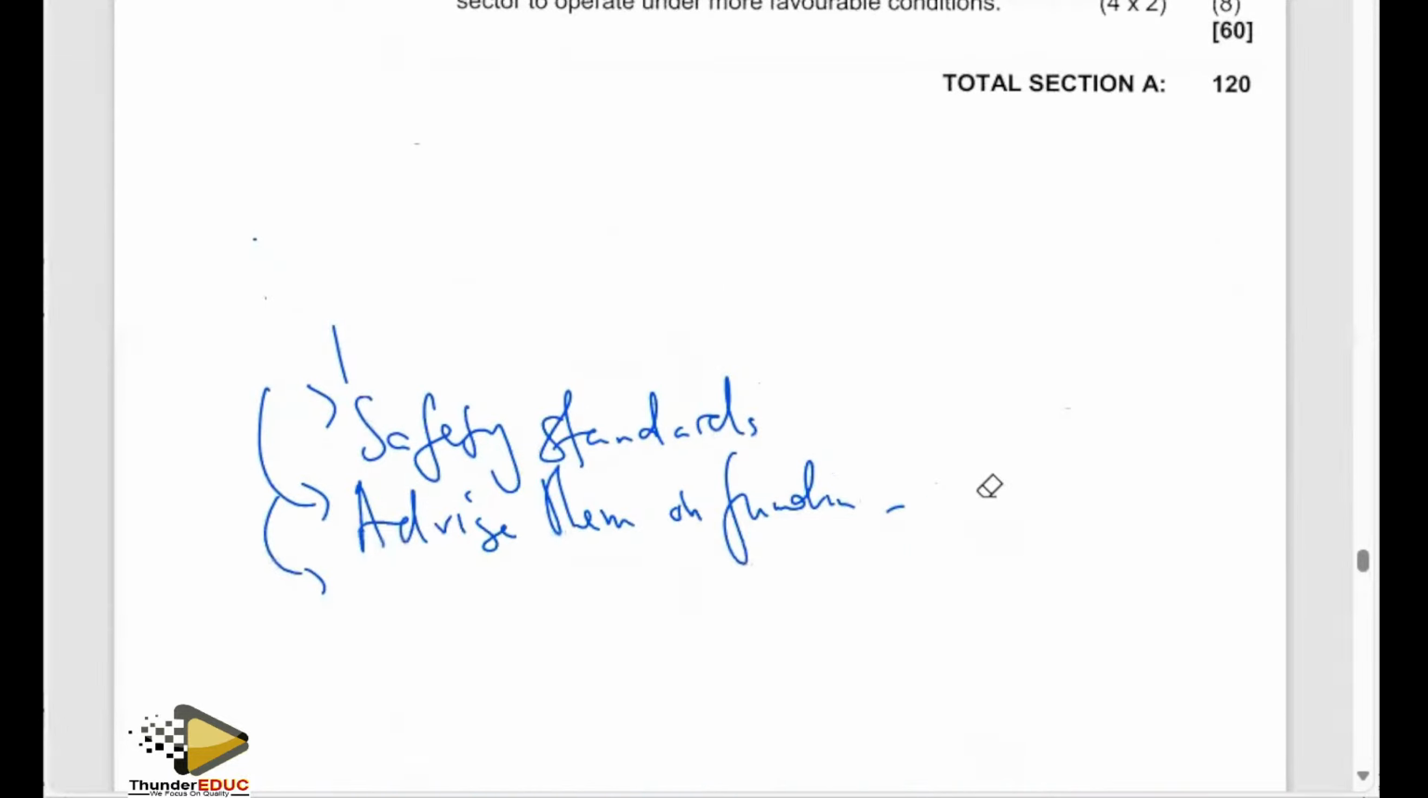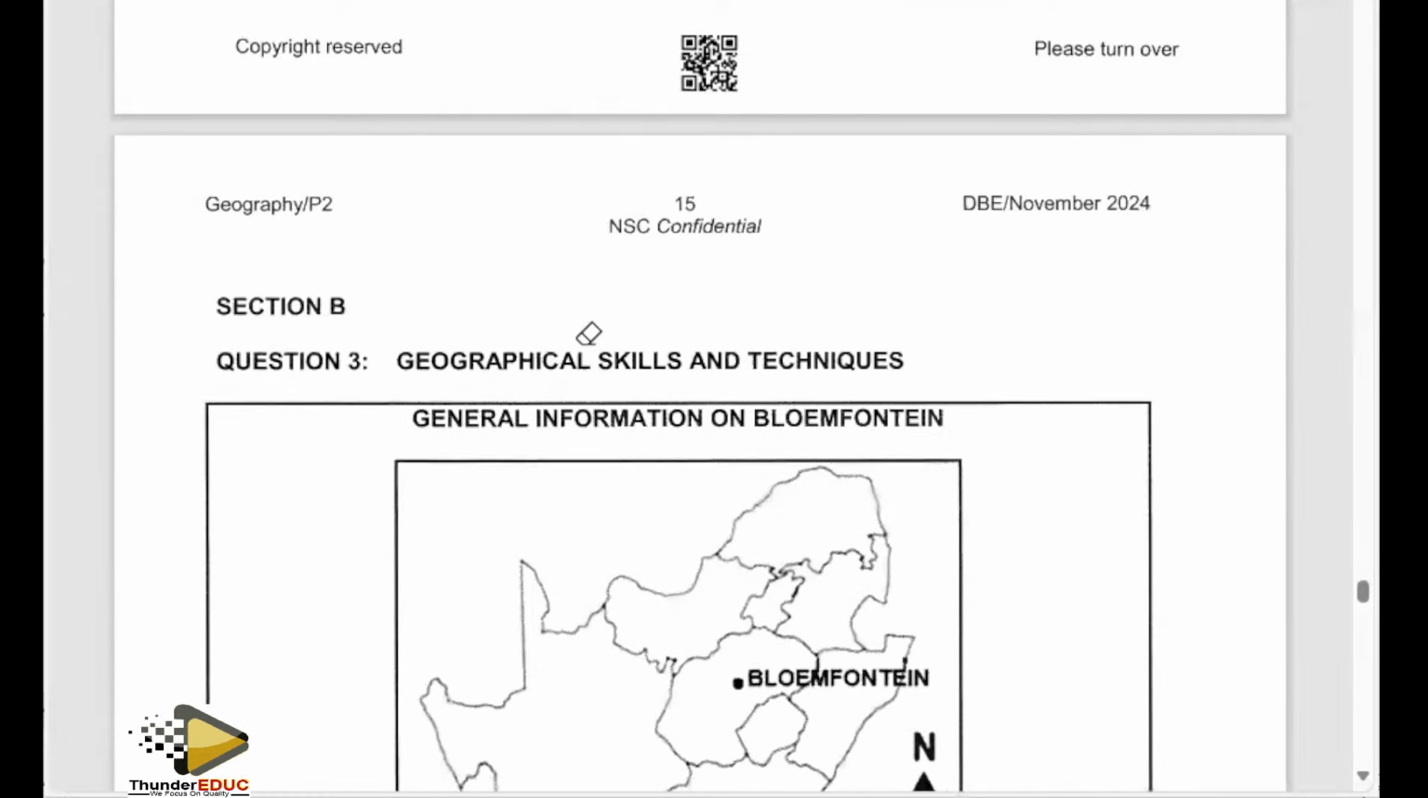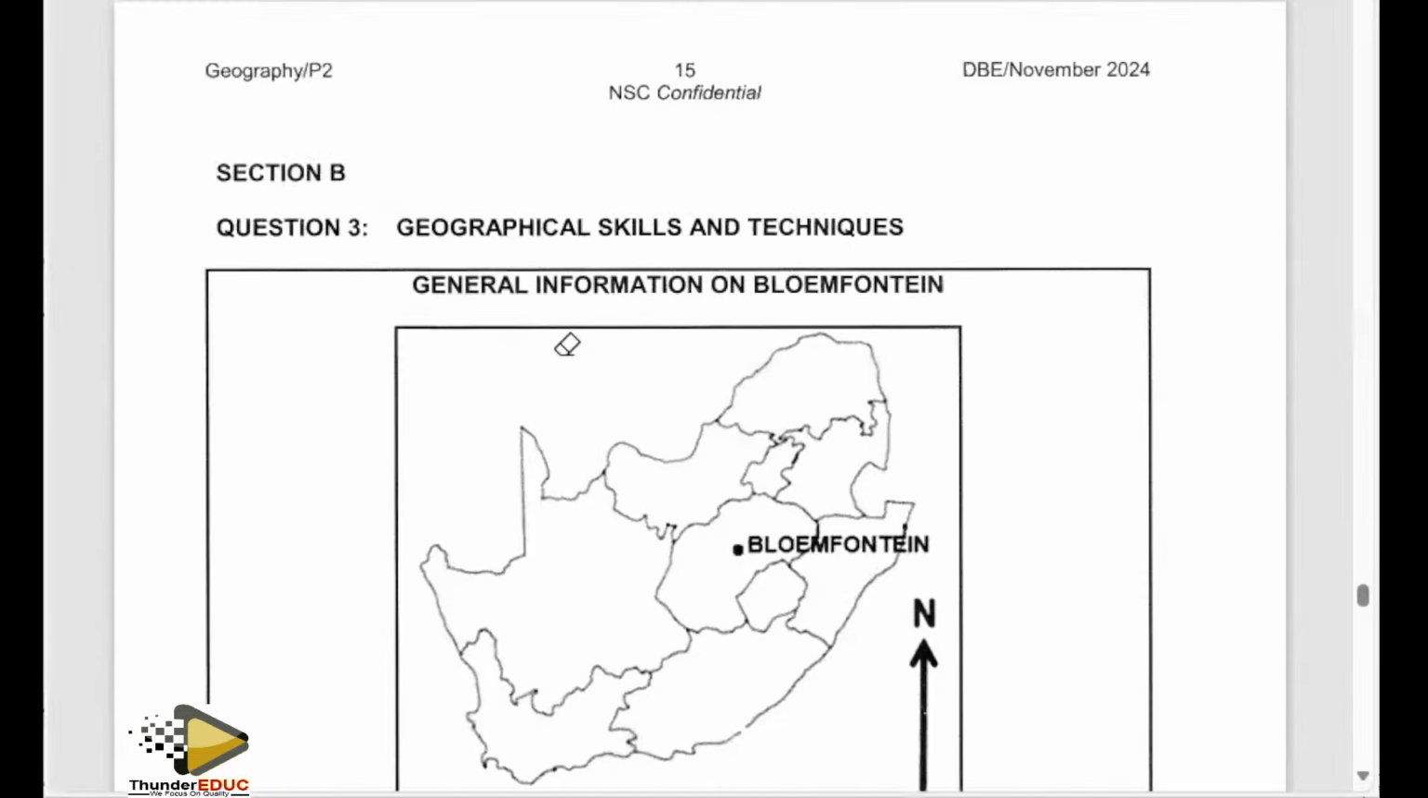Which is a total of 120 marks on the two questions: economic geography of South Africa and rural and urban settlement, which is question number 1. Now we move on to section B, question number 3, which is geographical skills and techniques.